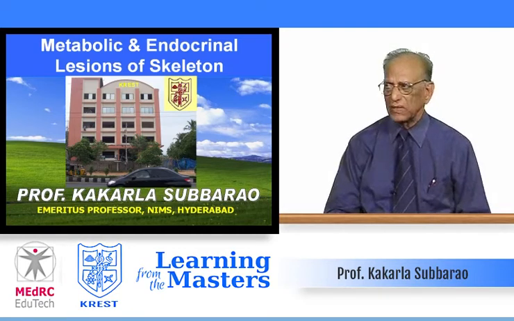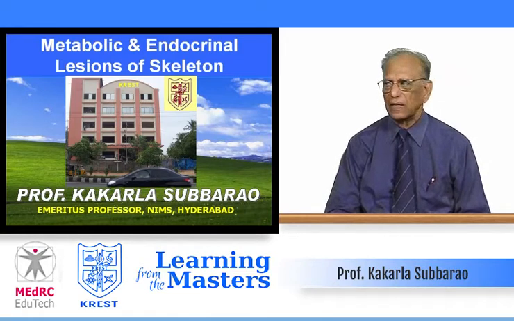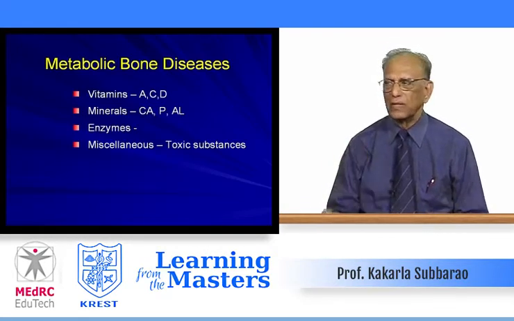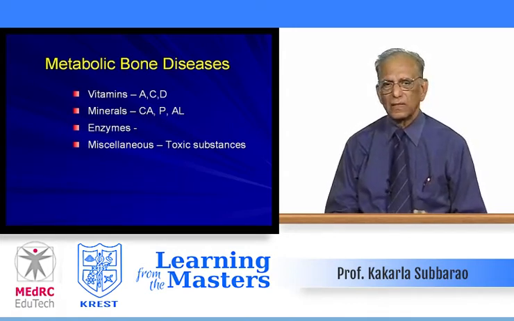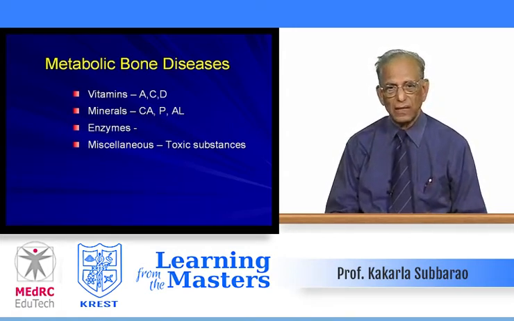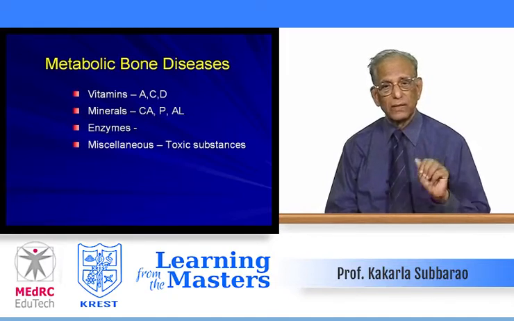For this particular session, we will take metabolic and endocrinal lesions of the skeleton and their radiological findings. How do you classify metabolic bone disorders? Say, let us take vitamins. Vitamins A, C, D will have an effect on the skeleton. Similarly, minerals, calcium, phosphorus, aluminum, enzymes, and miscellaneous toxic substances like fluorine, aluminum, metals, all these have some effect on the skeleton.